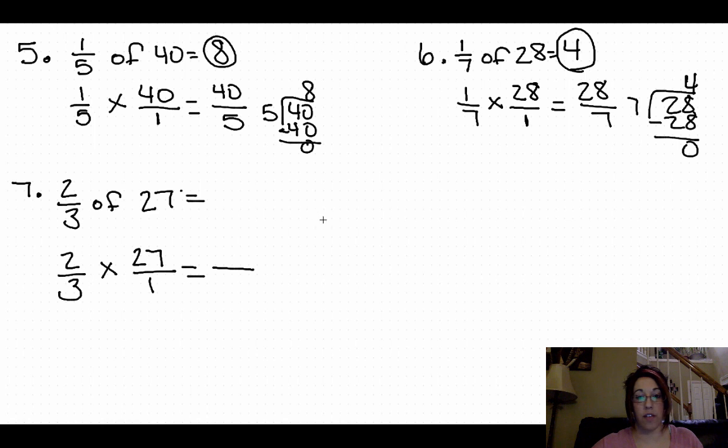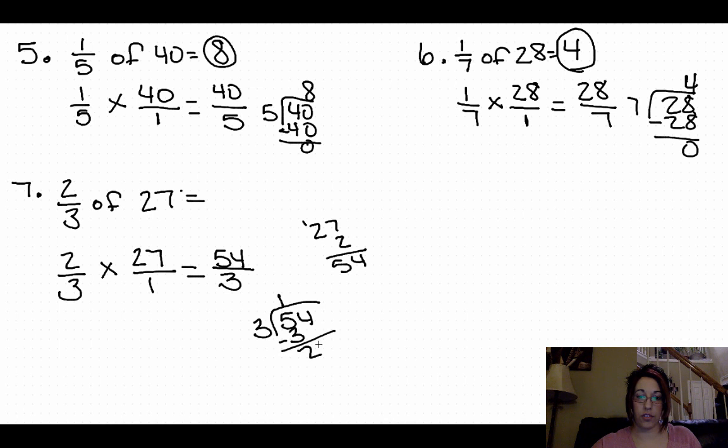2 times 27. I don't know my 27 facts very well, so 7 times 2 is 14. 2 times 2 is 4 plus 1 is 5. And then 3 times 1 is 3. It is improper, so we do our division. 54 divided by 3. 3 will go into 5 once. 3 will go into 24 8 times. And our answer is 18.